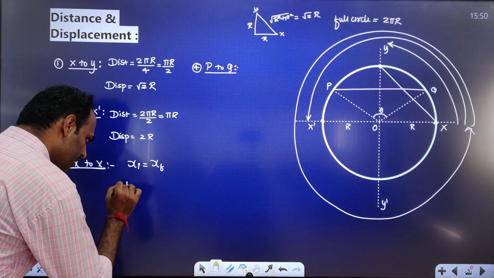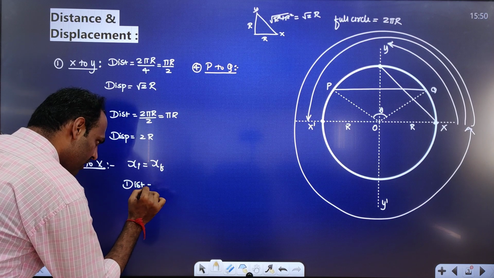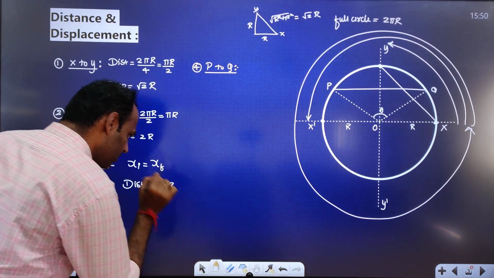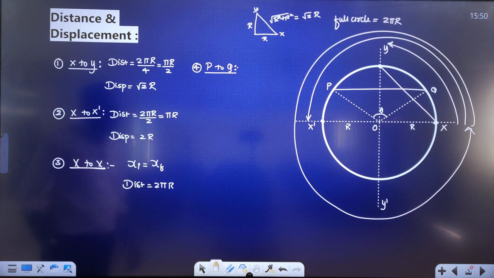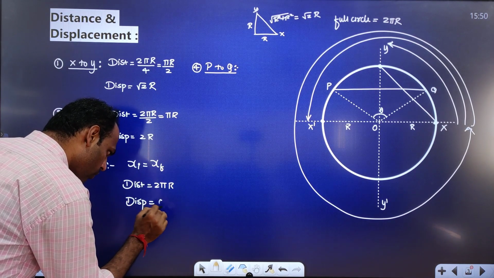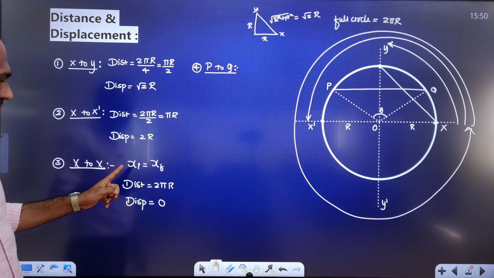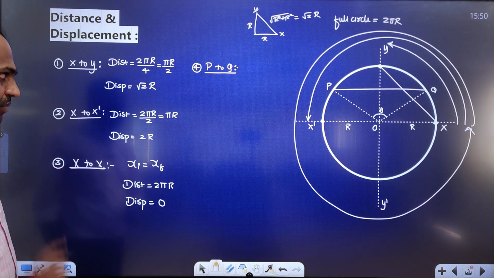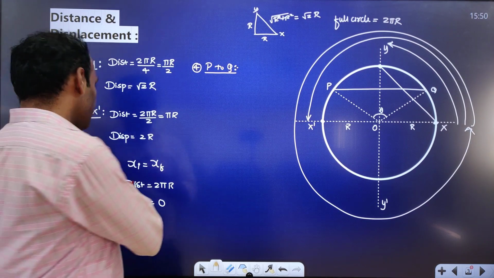So in this case, distance traveled will be equal to the circumference, 2 pi r. What about displacement? Displacement will be equal to 0, because initial position and final position both are the same. Since both are the same, displacement is 0. Okay, this is for the third journey.